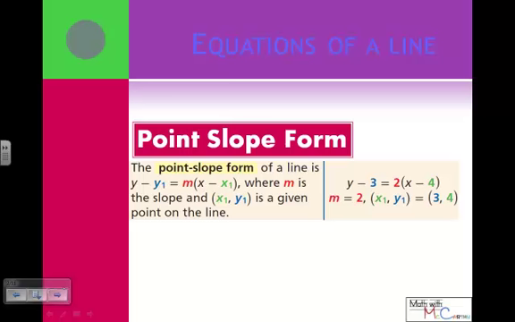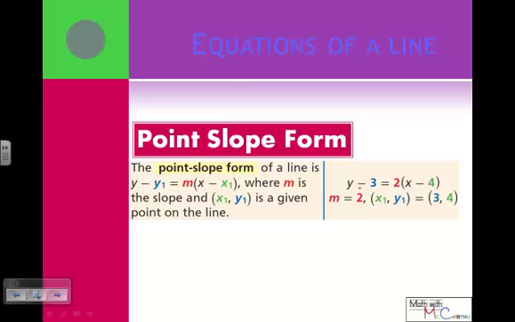There are three types of equations of a line that we're really going to focus on. The first type is called point-slope form. The point-slope form of a line is y minus y1 equals m times x minus x1. In this equation, m represents the slope of the line, and x1, y1 represent any point on the line.